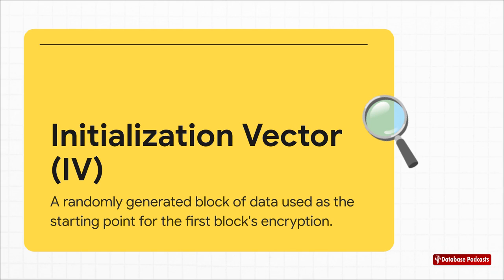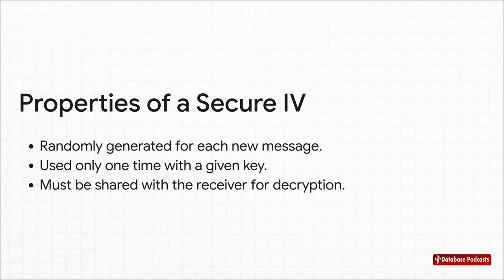And this special starting block is called an initialization vector, or IV. You can think of it like a random seed for our entire encryption chain. A secure IV has a few really important properties. It has to be randomly generated for every new message. And here's the kicker. While the IV doesn't have to be secret, in fact, it's often sent in the clear right along with the message, it must be shared with the receiver. They absolutely need that same starting block to unwind the chain and decrypt everything correctly.